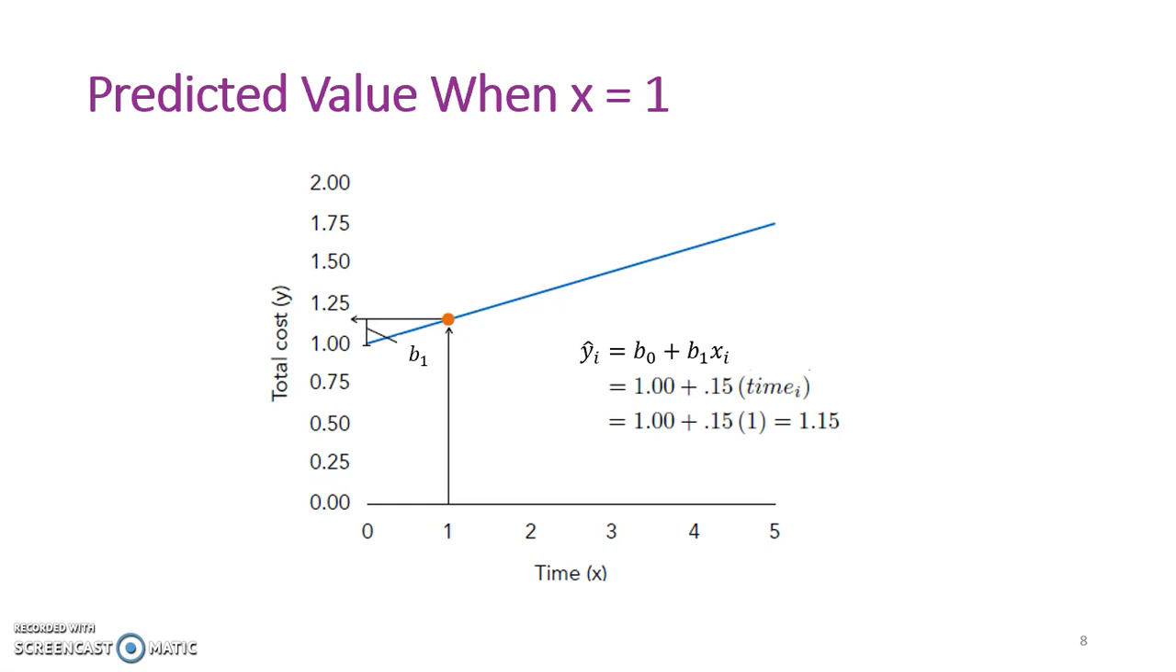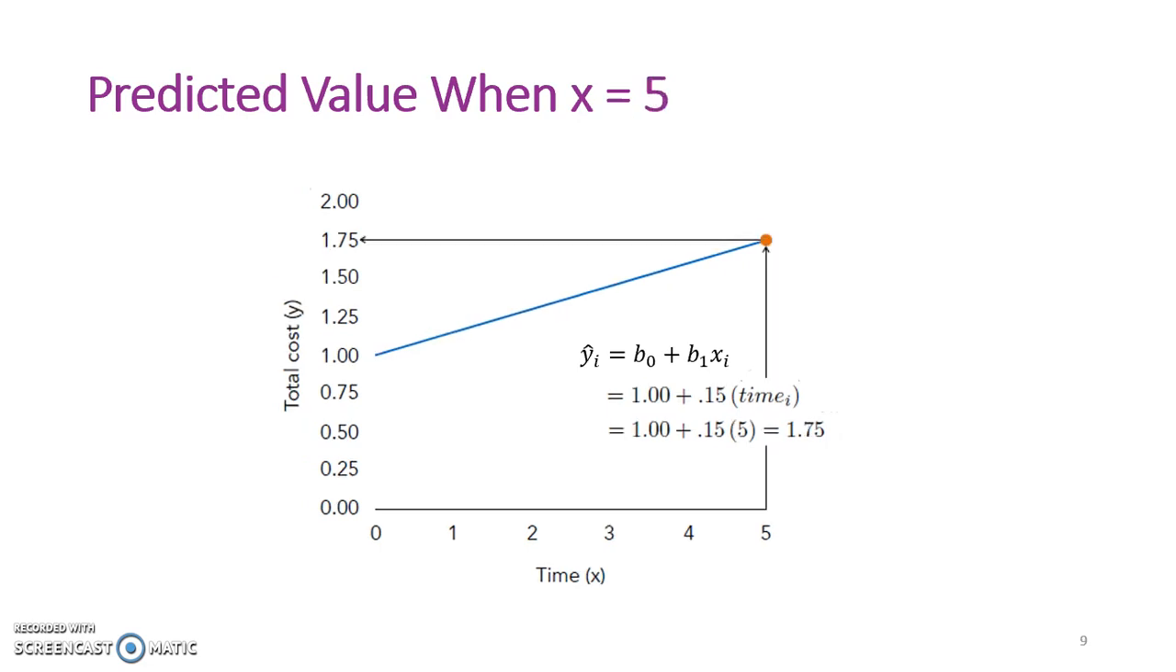We have the intercept, which is 1, and we have the slope, which is 0.15. So if time in minutes is equal to 1, we multiply this x value by the slope, 0.15, and this gives us a predicted value of 1.15. That is, the predicted value of cost is going to be $1.15 if we have rented the Bird e-scooter for 1 minute.